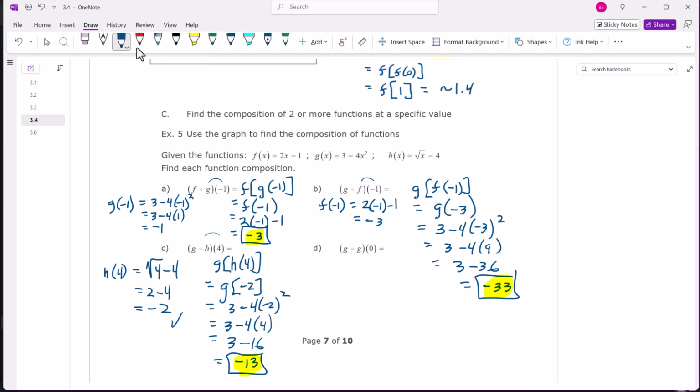Okay, and then the next problem. Go ahead and do g of 0.